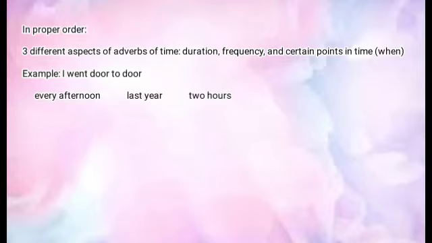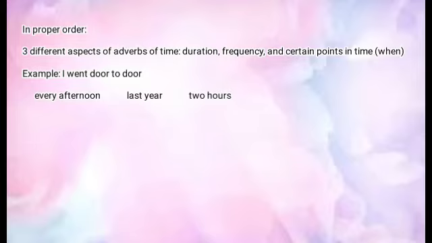First is the duration, then frequency, and certain points in time. Even if one of the three aspects is omitted or not present in the sentence, the other two still maintain their position in relation to each other. So let's complete this sentence by arranging the adverbs of time in proper order.